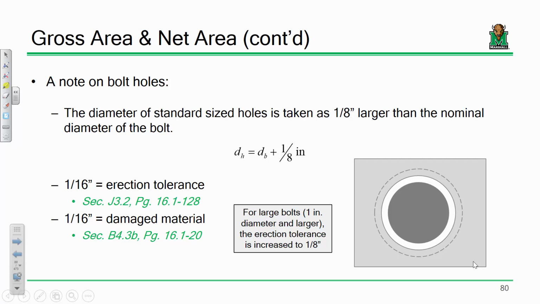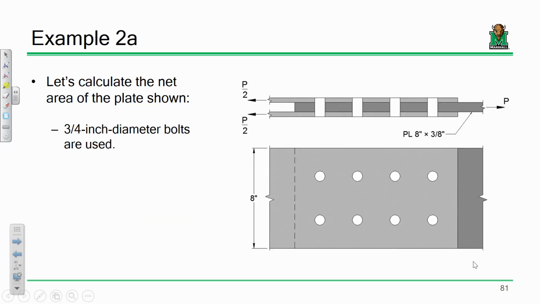Why do we add 1/8 of an inch to the bolt diameter when computing the hole diameter? Why do we do that? I don't know. Okay. Sound good? All right, we're running out of time, so we're going to call it here.